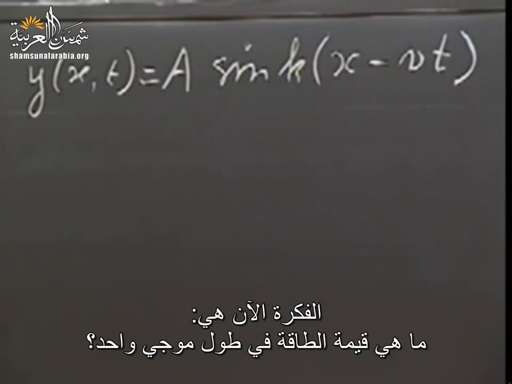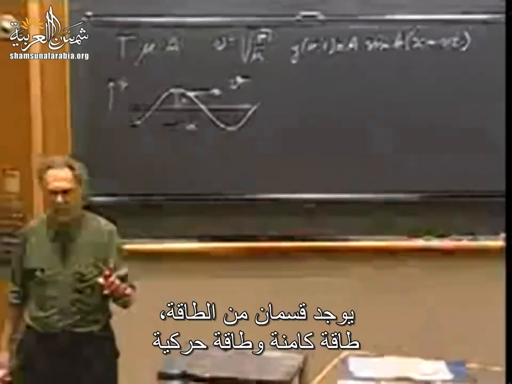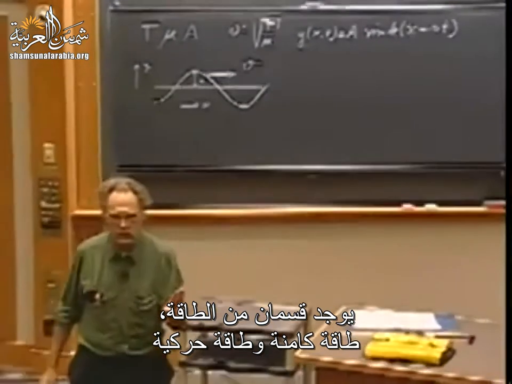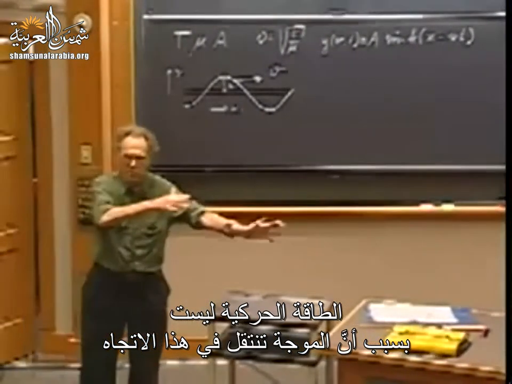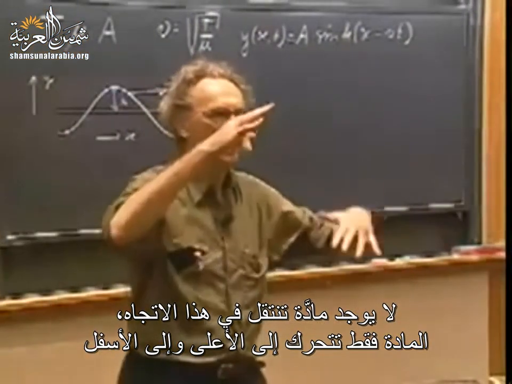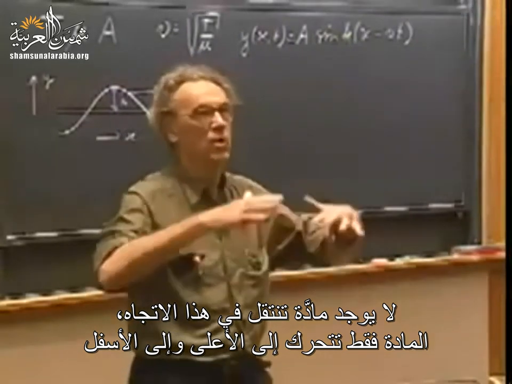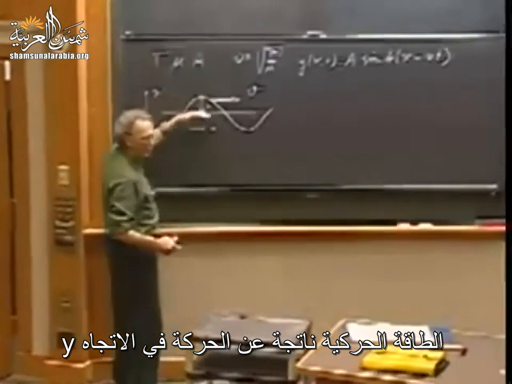So the idea now, what is the energy in one wavelength, say? There are two parts to it. There is kinetic energy and there is potential energy. The kinetic energy is not because the wave is moving in this direction. There is no material moving in this direction. The material is just moving up and down. That's all it's doing. So the kinetic energy is due to the motion in the y direction.